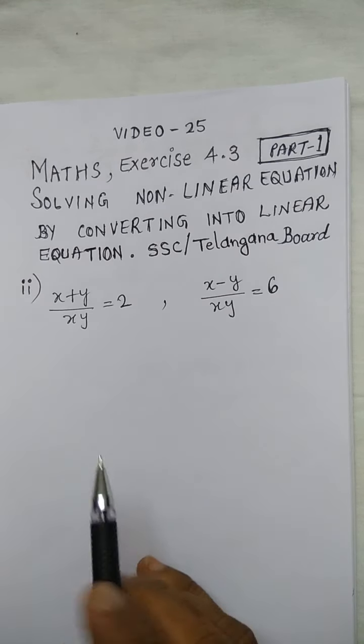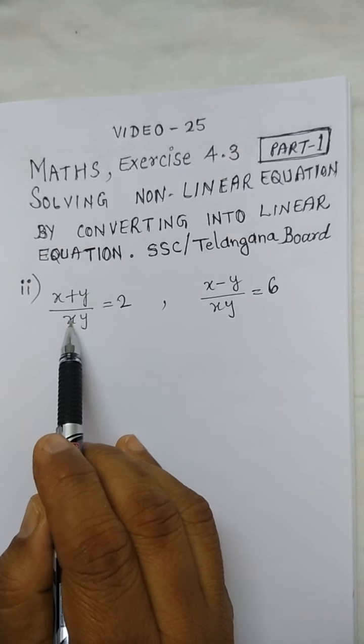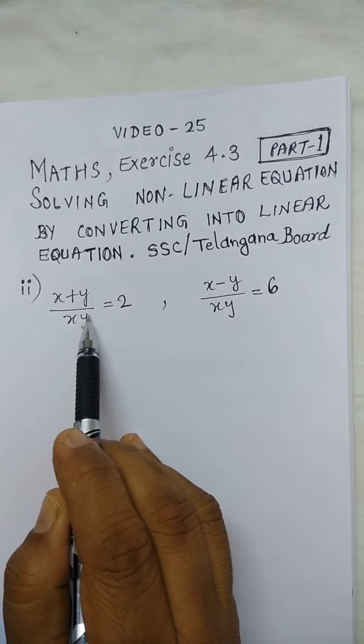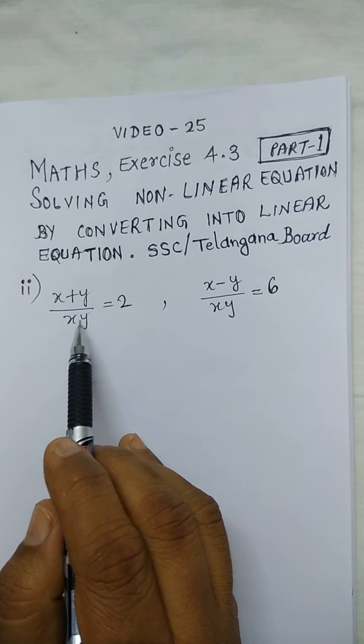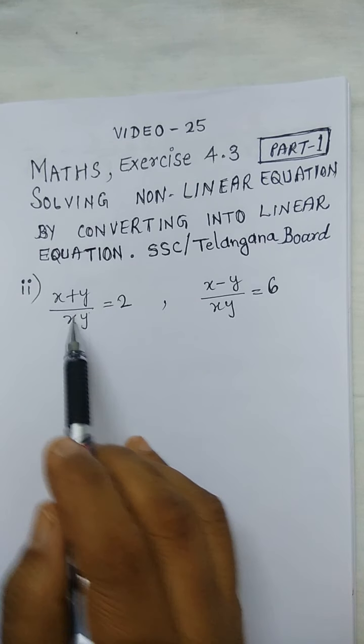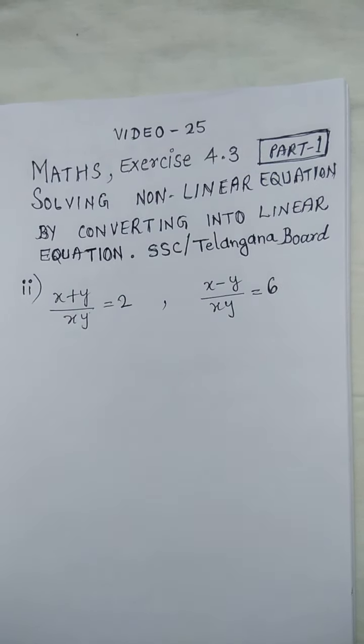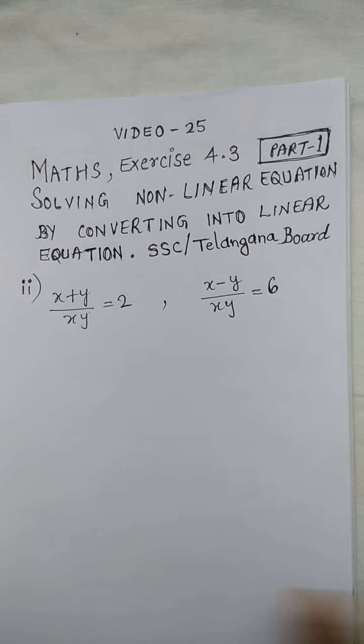Why are these non-linear? Because here we can see that the degree of x is 1 and the degree of y is 1. That means 1 plus 1, 2. Degree is 2, so it is non-linear. If it is non-linear, then how to convert it into linear? That I am going to tell you in this video, and this type of problem we will solve. So let us start the first one.